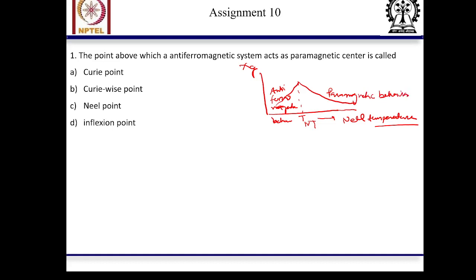So what happens below a certain temperature: all the domains will be opposite to each other and they will cancel each other's magnetic moment. So the net magnetic moment will be 0. Okay, so the correct answer is the Neel point. Similarly, what is the Curie point? The Curie point is the temperature above which basically a ferromagnet will convert into a paramagnet.